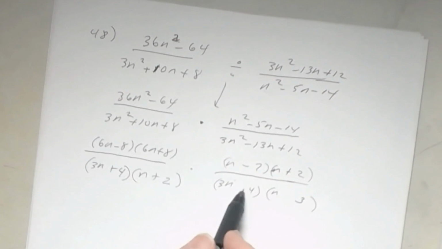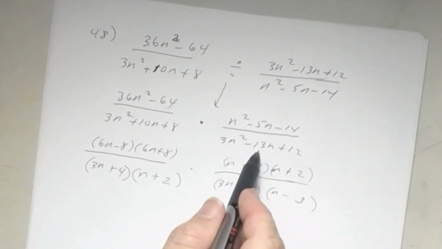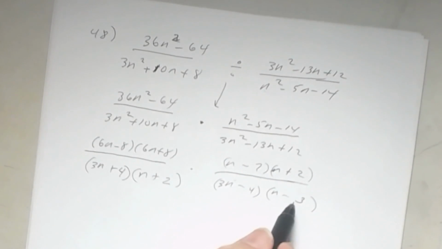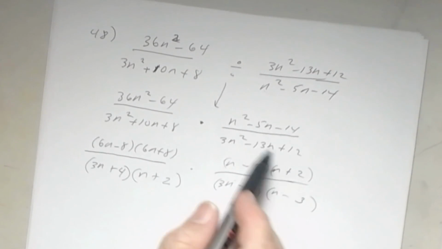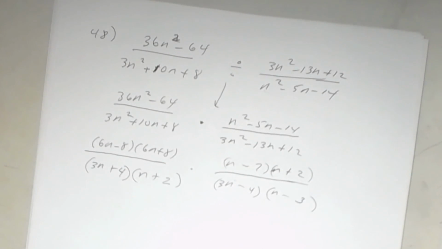Last sign's positive. These will be the same sign. They both begin negative. But let's check. I need a negative 13n, right? The outer is negative 9. The inner is a negative 4. And I do get what? Negative 13. All right. So I factored correctly.